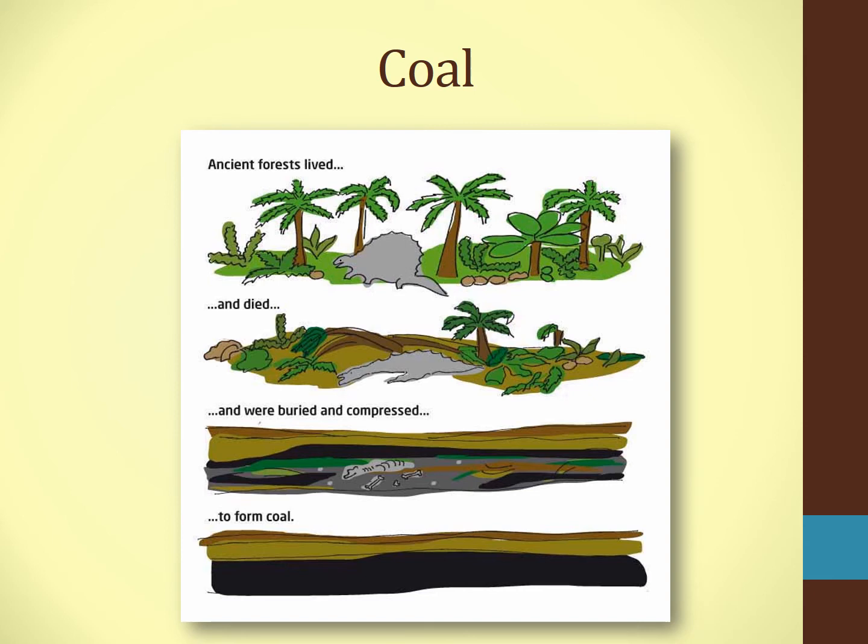Here you can see another diagram. This is how coal is produced. At the top of the diagram, you can see the forest that lived long ago. As animals and these plants are dying, they're buried and compressed under the soil, and then that coal is formed underneath.